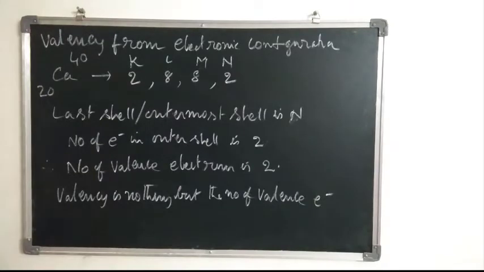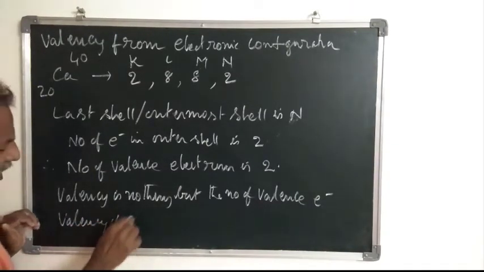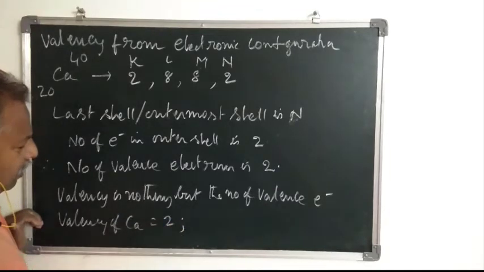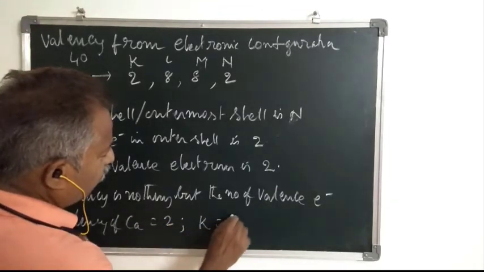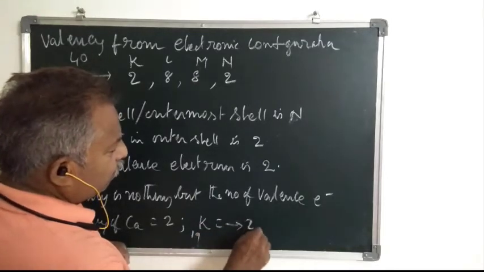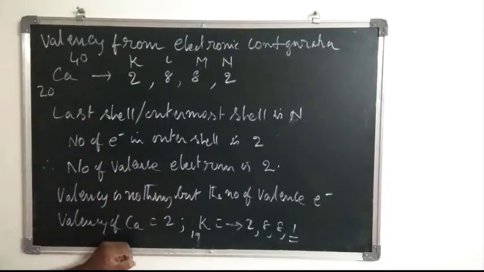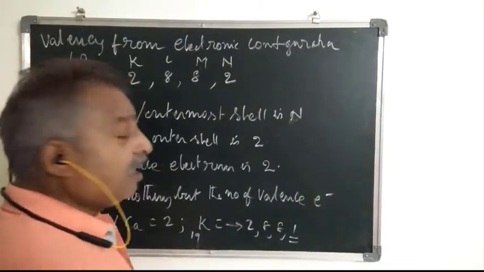Valence is nothing but the number of valence electrons. So the valency of calcium is 2. The valency of potassium is 1, because potassium has atomic number 19. So here the configuration is 2, 8, 8, 1. The valence shell has only 1 electron, therefore the valence of potassium is 1.